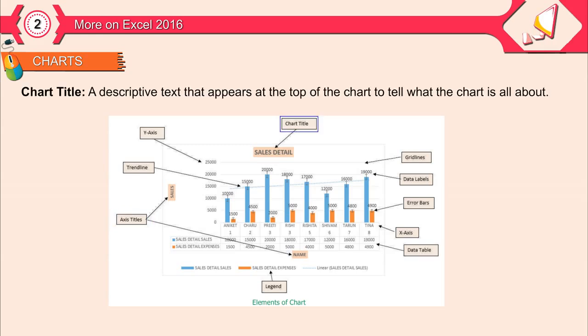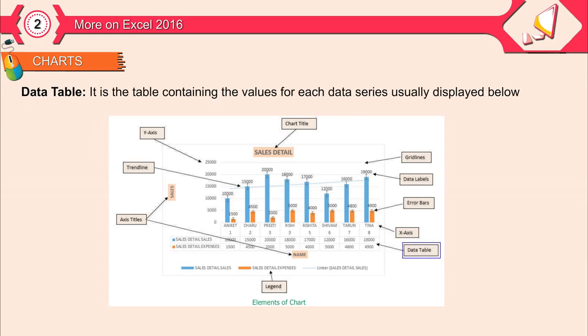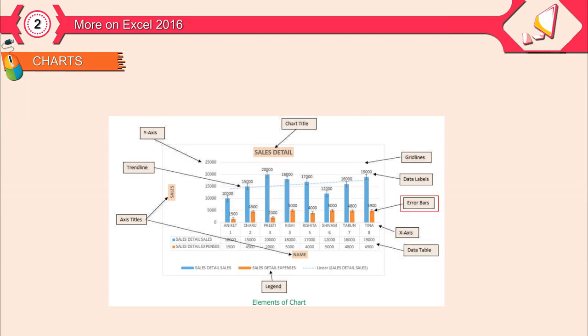Chart title. A descriptive text that appears at the top of the chart to tell what the chart is all about. Data labels. It includes data values, category name, series name, legend keys, and values from cells. Data table. It is the table containing the values for each data series, usually displayed below the chart.